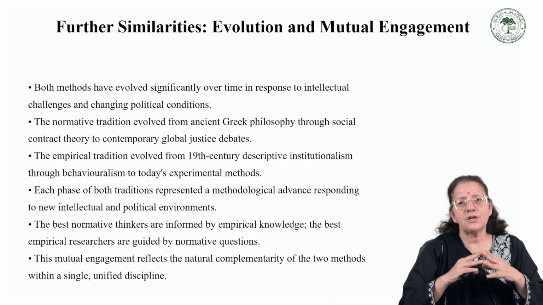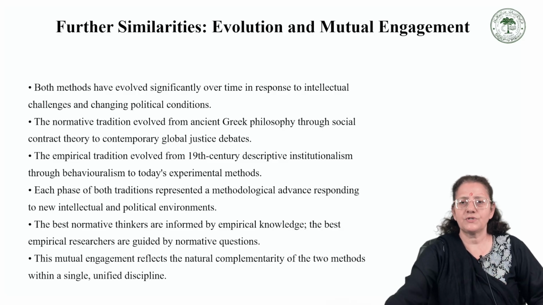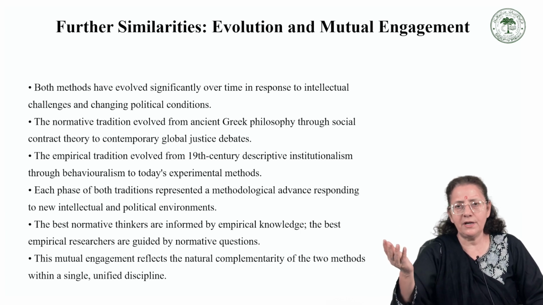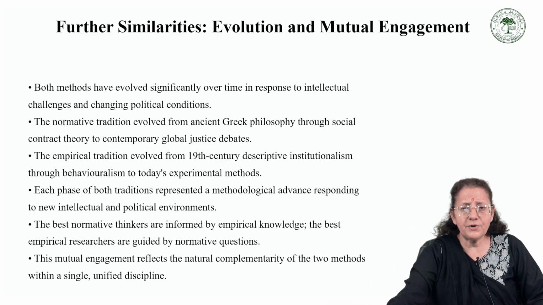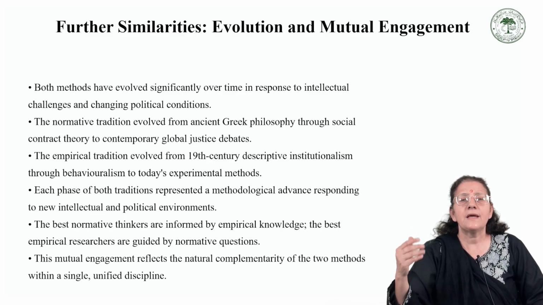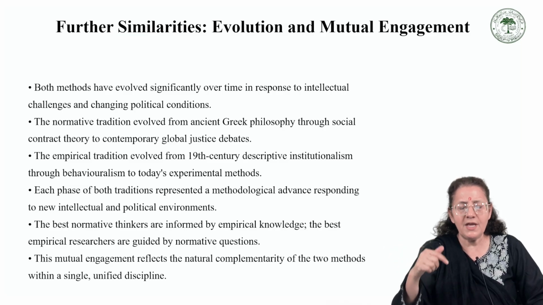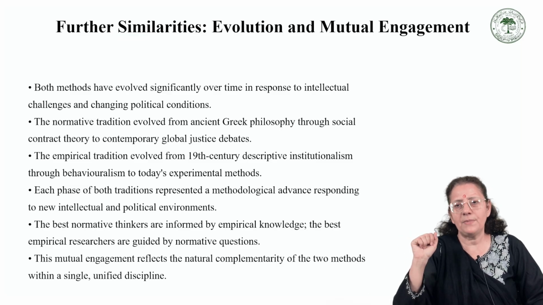The normative tradition evolved from ancient Greek concern with the best constitution and the natural order of society through the contractarian tradition of the early modern period, the liberal and socialist traditions of the 19th century, and the contemporary traditions of liberal egalitarianism, communitarian theory, and global justice. Each phase responded to the political challenges and intellectual developments of its time.